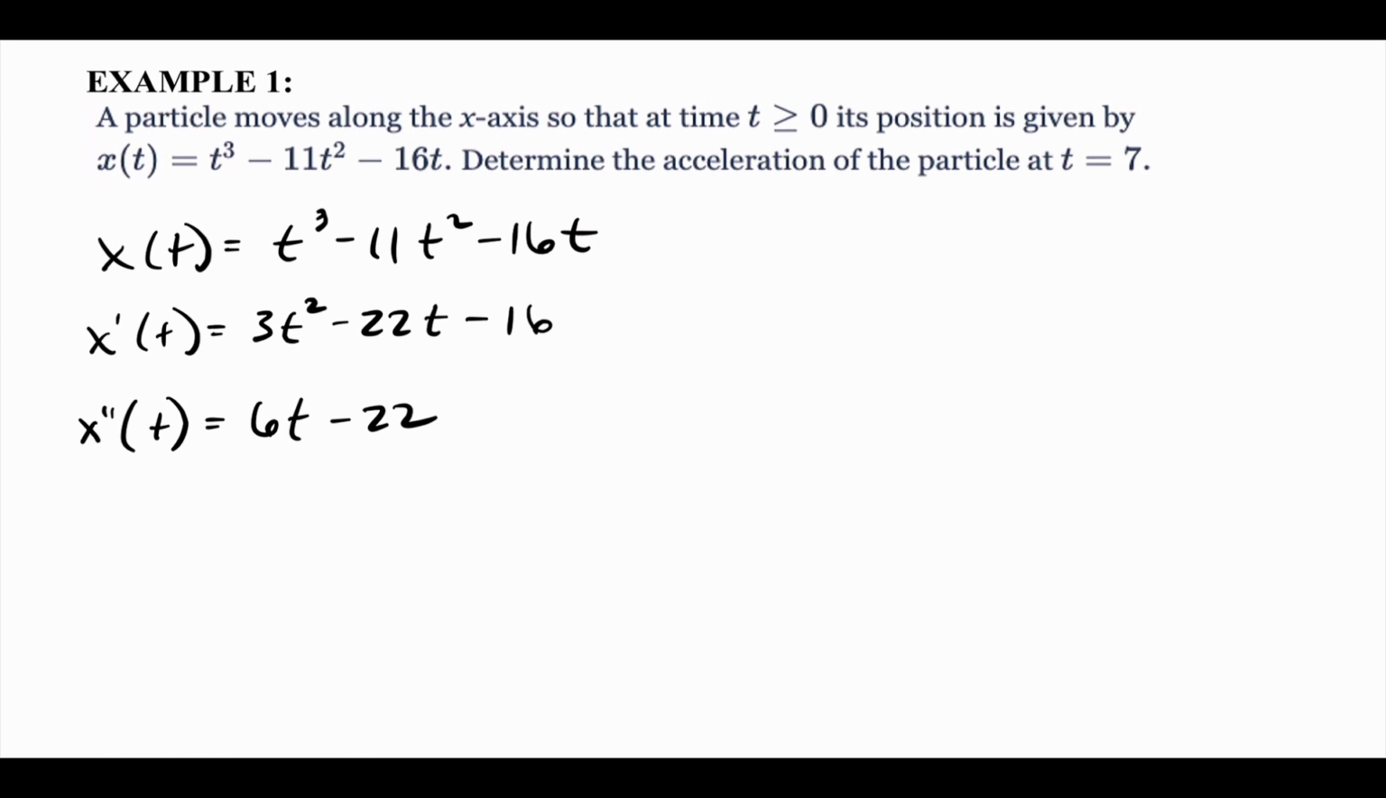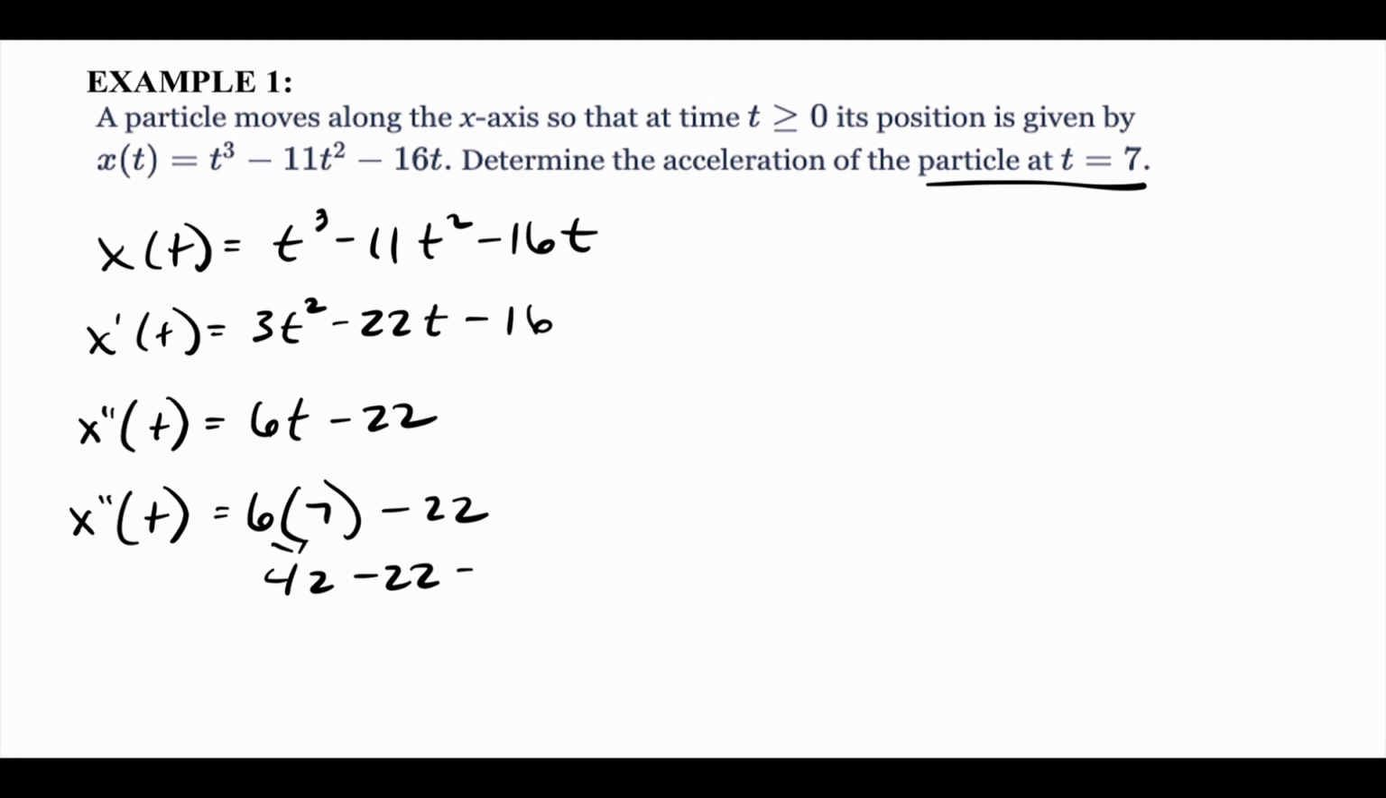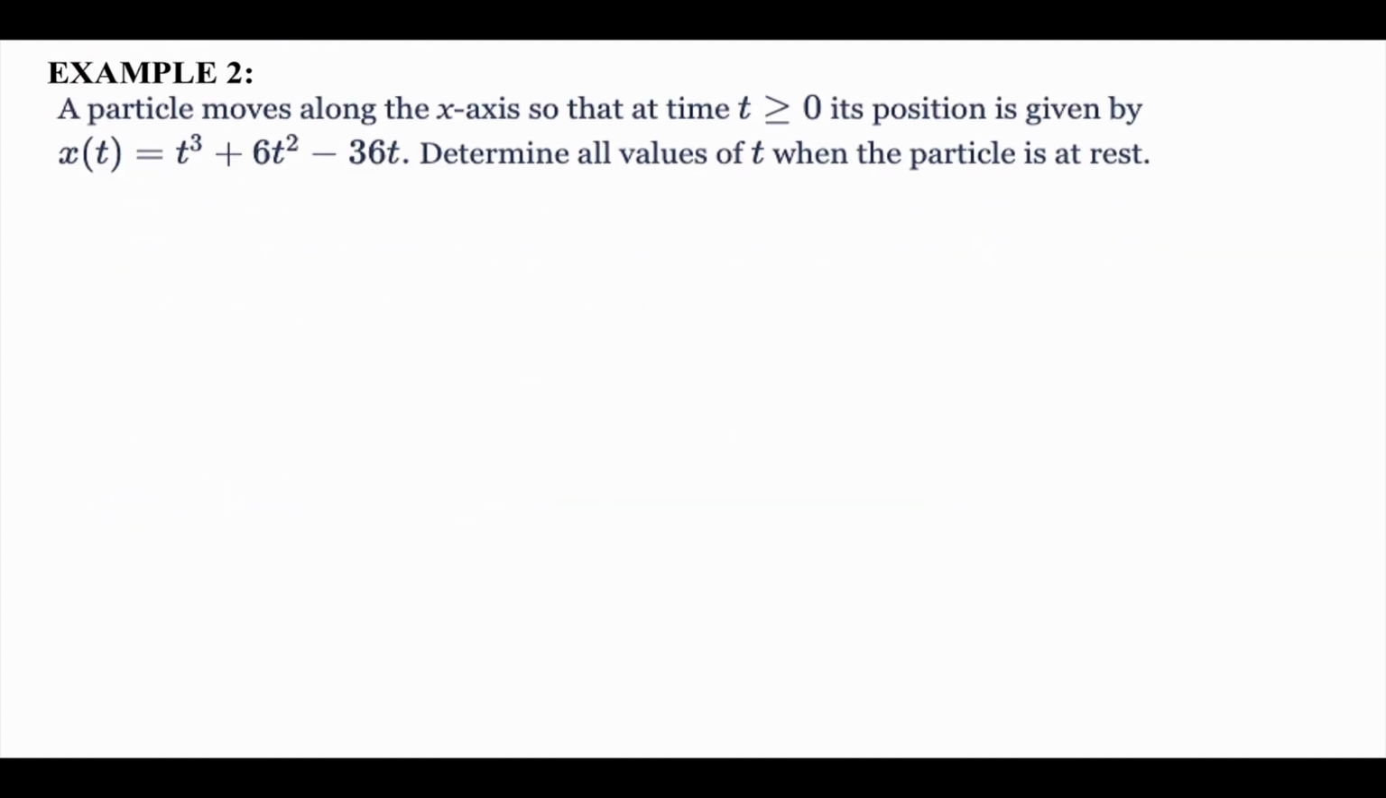Okay, so now that we have that, determine the acceleration of the particle at 7. So what do you think we're going to do now? Plug in 7. 42 minus 22 equals 20. Acceleration is 20. They don't give us units, so we don't have to worry about units. If they give you units, then you have to do units. But they didn't give us any units, so we're not going to worry about it.